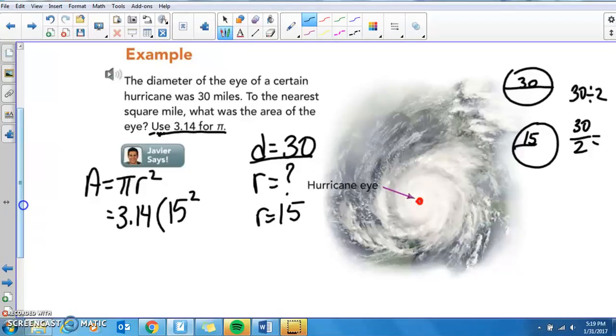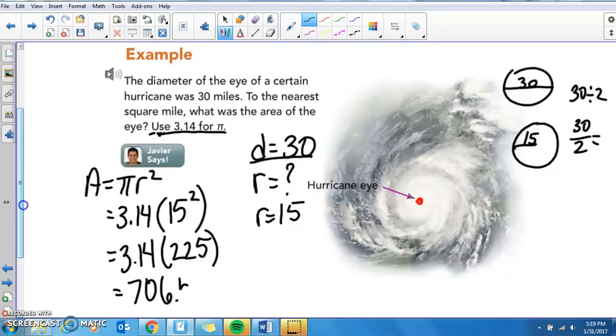So I'm going to say 15 squared. We're going to multiply 15 times 15, and you get 225. Then we do 225 times 3.14. You will come up with 706.5, and it's in miles, so I'm going to just put an M for miles, squared.